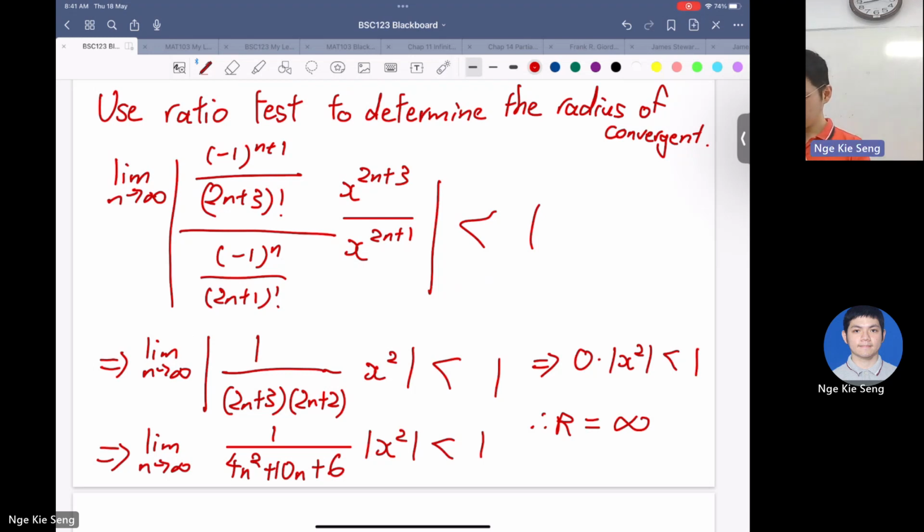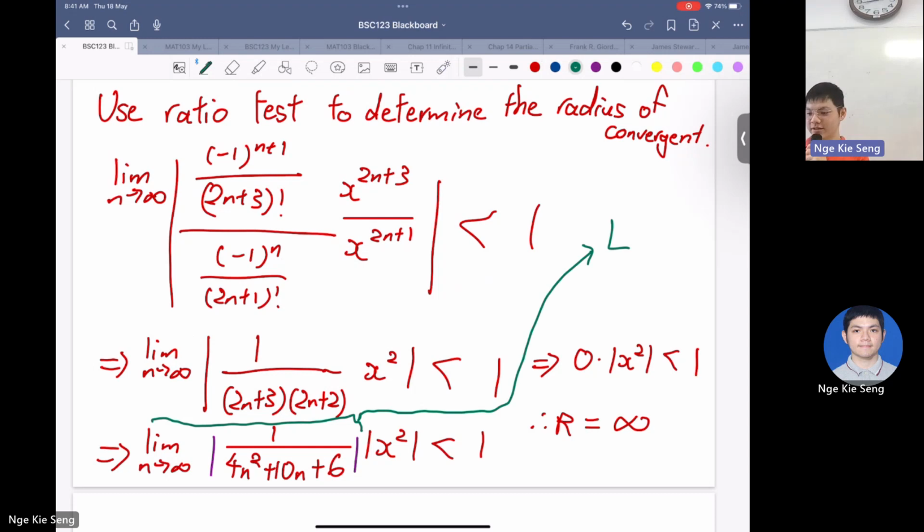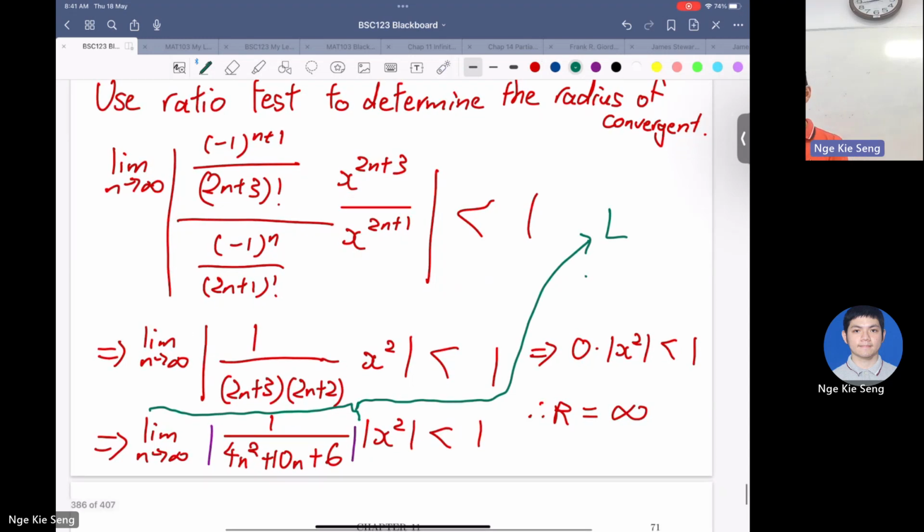Or if you like, remember that this limit here is what we call the what? Let me recall another fact. Here without x is what we call what? The thing that we call L. Correct, very good. Good memory. Okay, this is L. So if this is L, our R is equal to 1 over L.